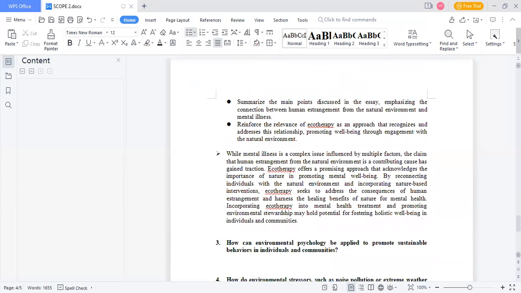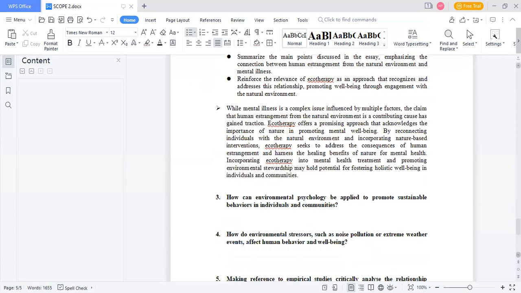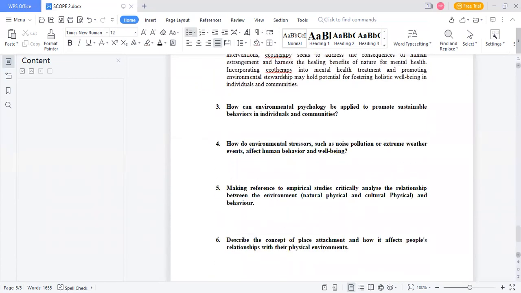All right. In the conclusion, like before, summarize the main points discussed in the essay, emphasize the connection, and reinforce the relevance of ecotherapy as an approach that recognizes and addresses this relationship, promoting well-being through engagement with the natural environment. All right. So for today, I will look at these two questions.